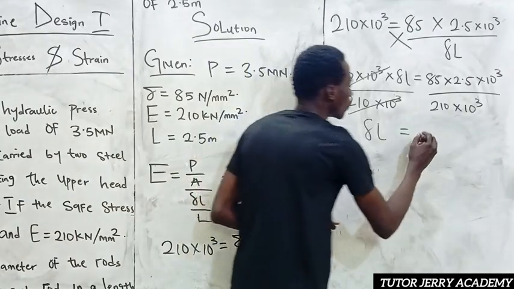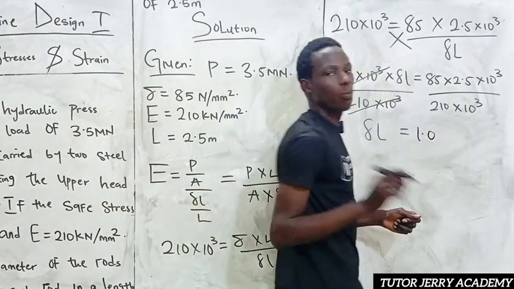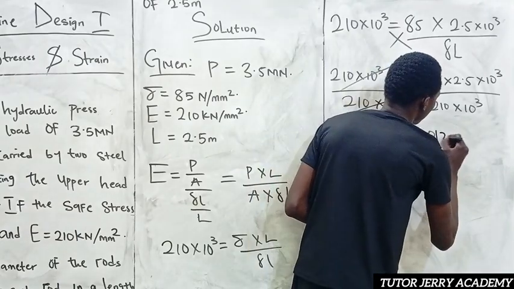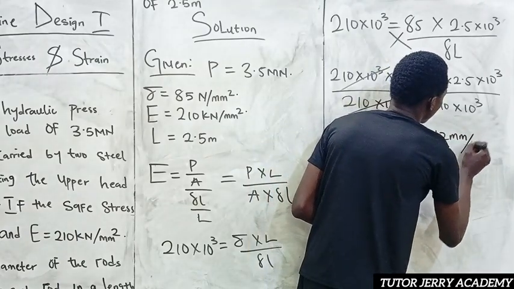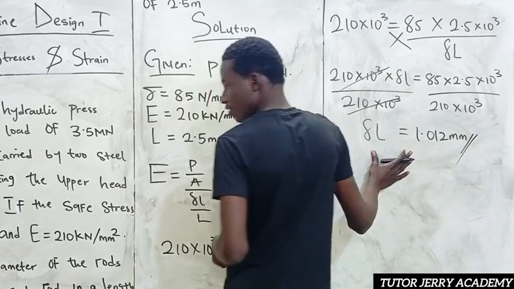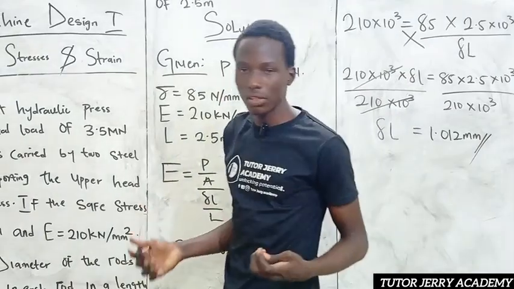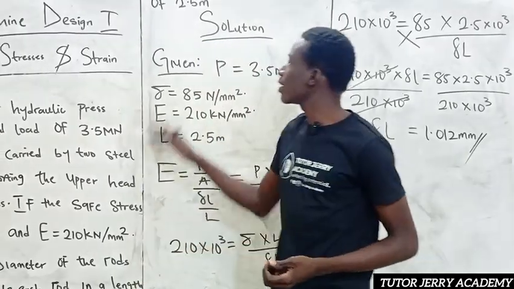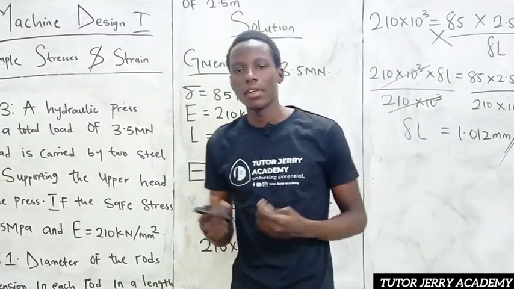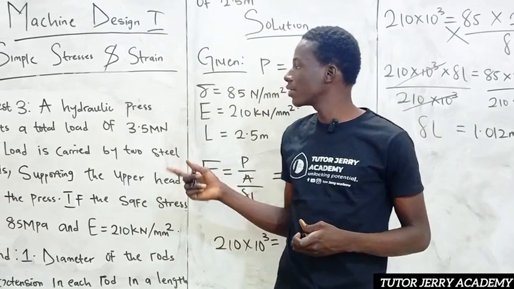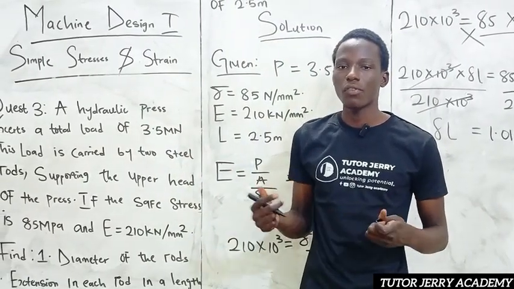So our change in length will be 1.012 millimeter. So this is the change in length or the extension in each rod in the length of 2.5 meter. I hope you comprehend and understand this solving correctly.